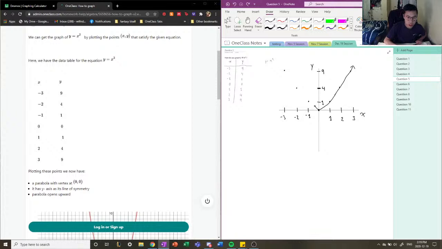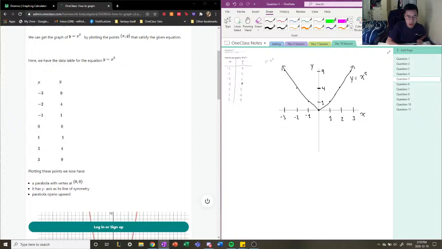Let me just try to connect these dots. Okay, cool. So this is y equals x squared. As you see here, with some testing points, we can extrapolate what the next points are going to be. If we plugged in 4, it's going to be 16. If we plugged in -4, it's going to be 16. So we see that it's a symmetrical function, right?